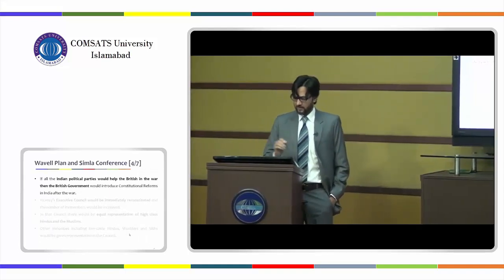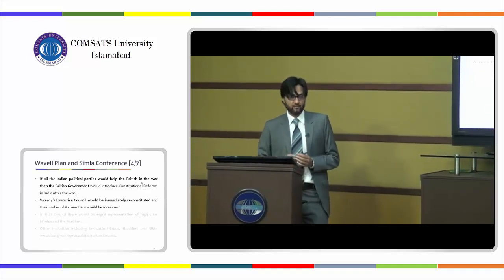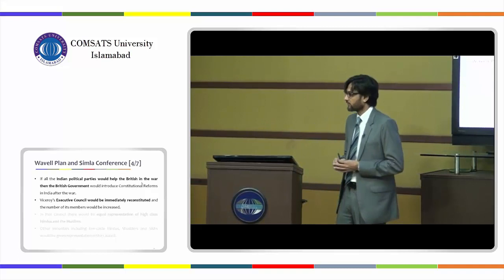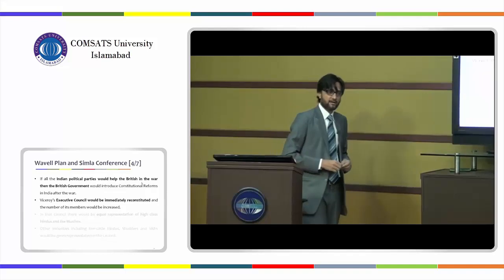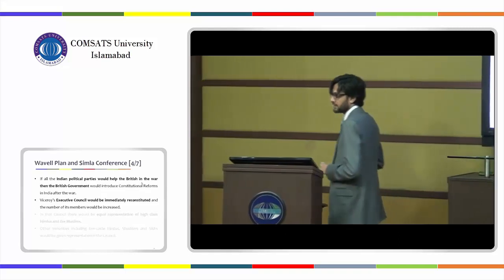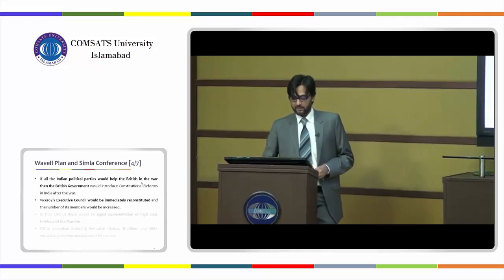Now what were the proposals, or what was he asking the Indians about the Second World War, or about the concessions which the British government was about to offer, right? So Indian political parties would help the British in the war, then the government would introduce constitutional reforms in India after the war, right? If they help the British in the war, only then the government will introduce constitutional reforms which they were asking for. So they were quite informed about the demands of the Indian communities, and now they came up with something in exchange for those demands, right? They were asking something for it.